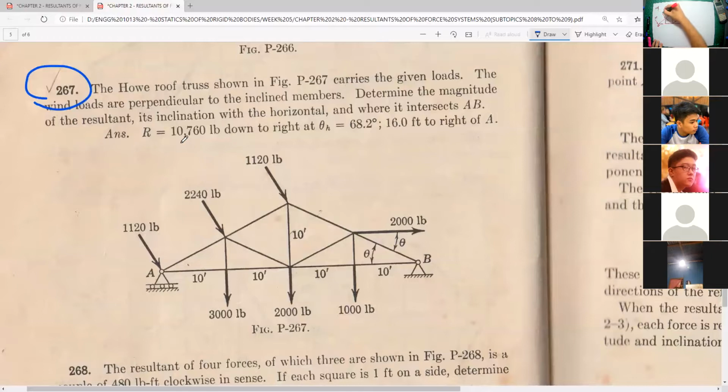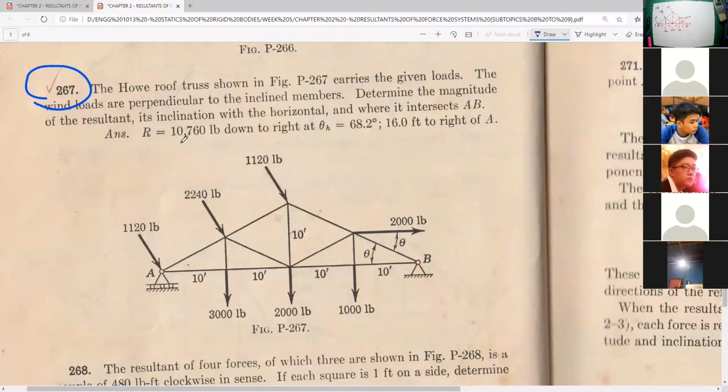120, 2240, 2240. These are typically wind loads siguro. May horizontal load pa siyang 200 pounds. May mga ceiling loads pa siya or utility load siguro, 1,000 pounds, 2,000 pounds, and 3,000 pounds. Point A, point B, and the spacing is 10 feet apart of the panels.